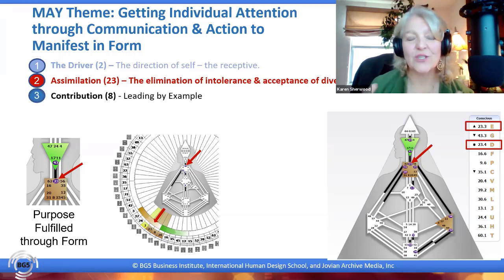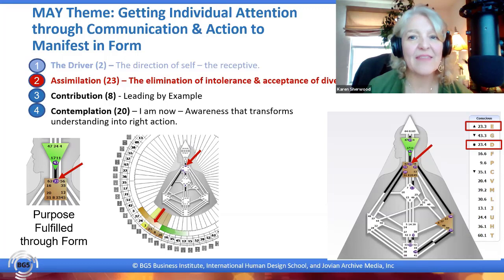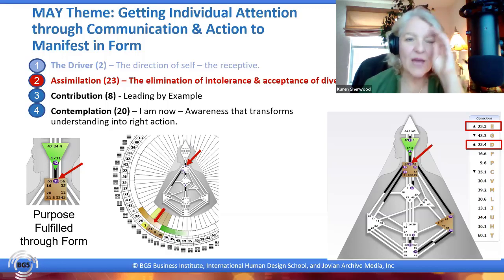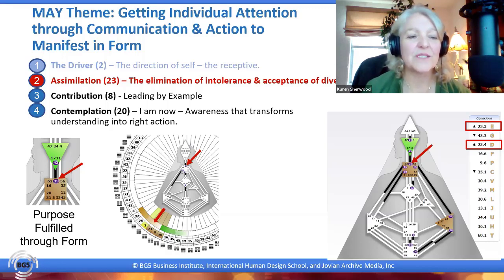Next week, we're going to take a look at making a contribution. So we're going to be staying in that individual stream, in leading by example. And then we'll take a look at contemplation at the end of this month, I am now awareness that transforms understanding into right action. So again, we are moving into this period of purpose being fulfilled through form.